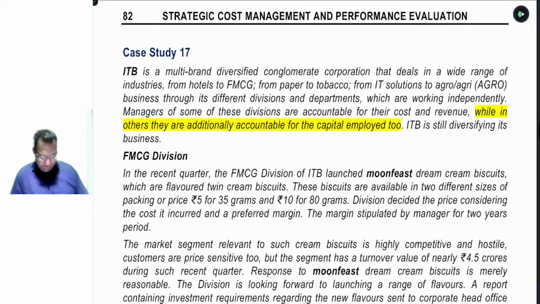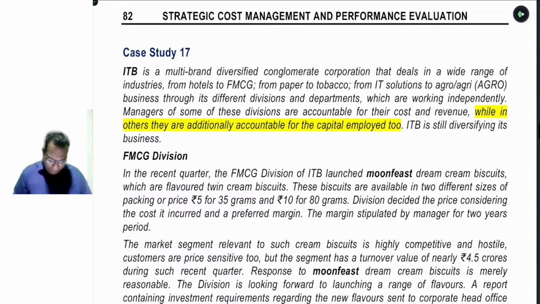Yes, Aniket beta, correct answer. What bifurcation are they talking about? Which bifurcation of responsibility center are they talking about? Very good beta. They are talking about the investment center, because the investment center is not only accountable for cost and revenue, in other words profit, but they are also accountable for optimum utilization of their capital resources. Very good beta.